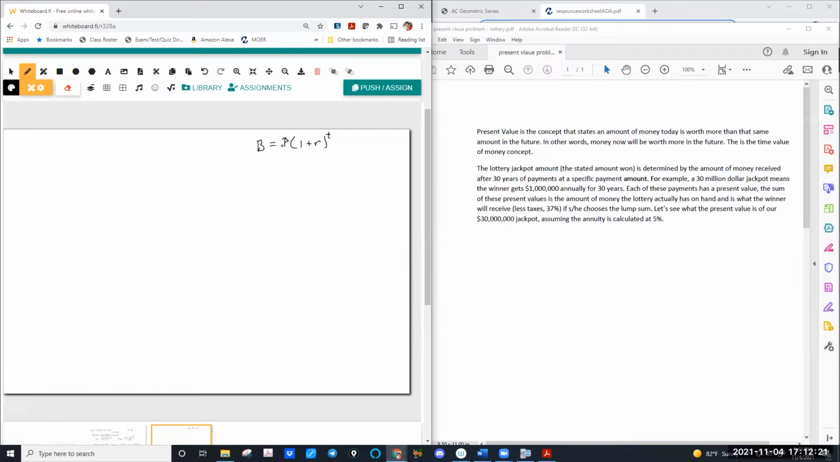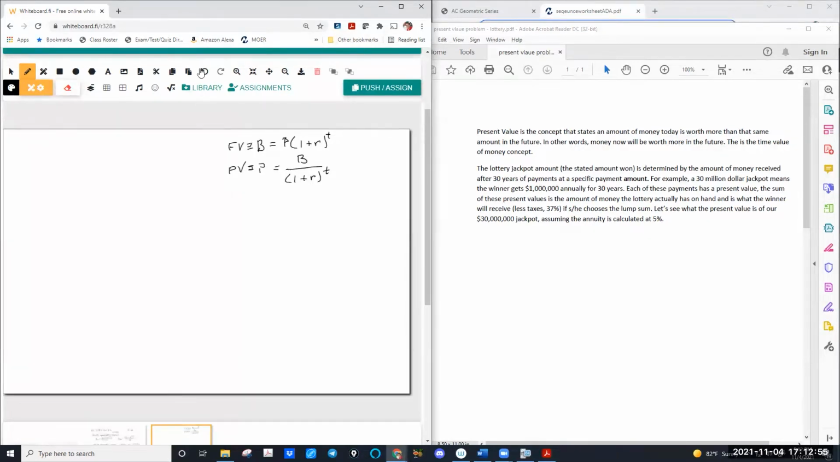P is kind of like the present value. So it turns out if we solve this for P, so divide both sides by this, the present value of some amount of money in the future, this is B, sometimes you'll hear this called future value. And sometimes you'll hear this called present value, so PV.